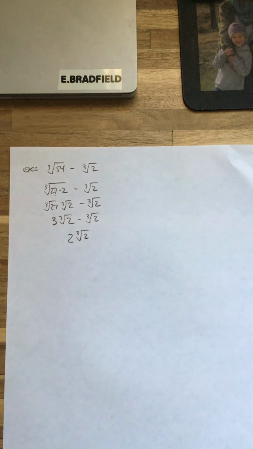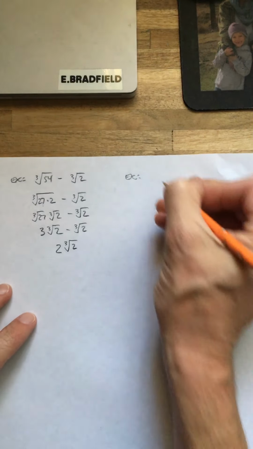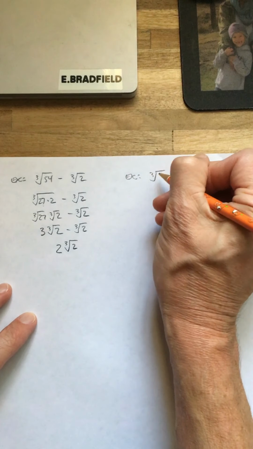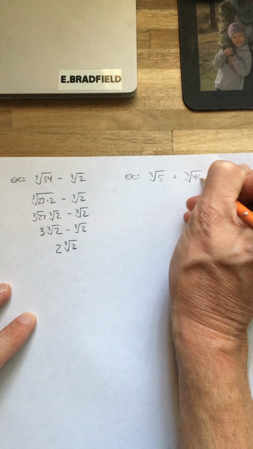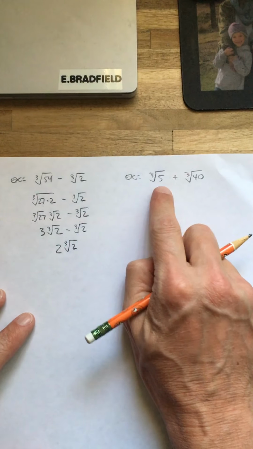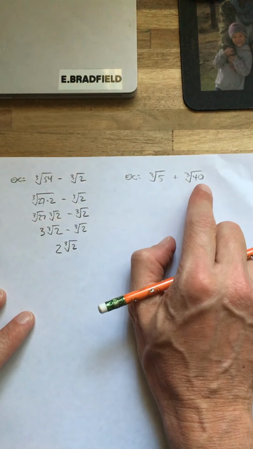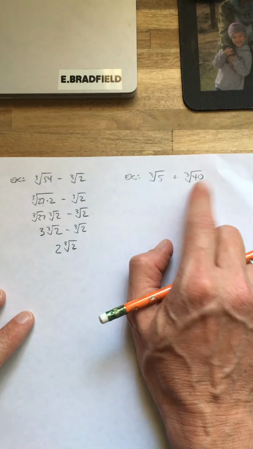Okay. Let's try one more of those. Let's do one more. We have the third root of 5 plus the third root of 40. Obviously they don't match. We have the cubed root of 5. What number is hiding here? I hope you're thinking 5, because we have a 5 here, so there's going to be a 5 hiding there.